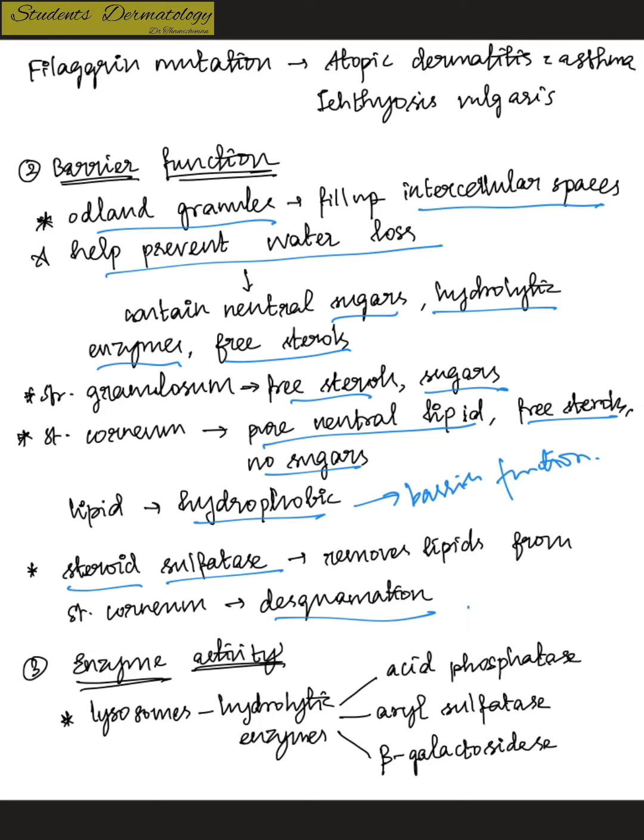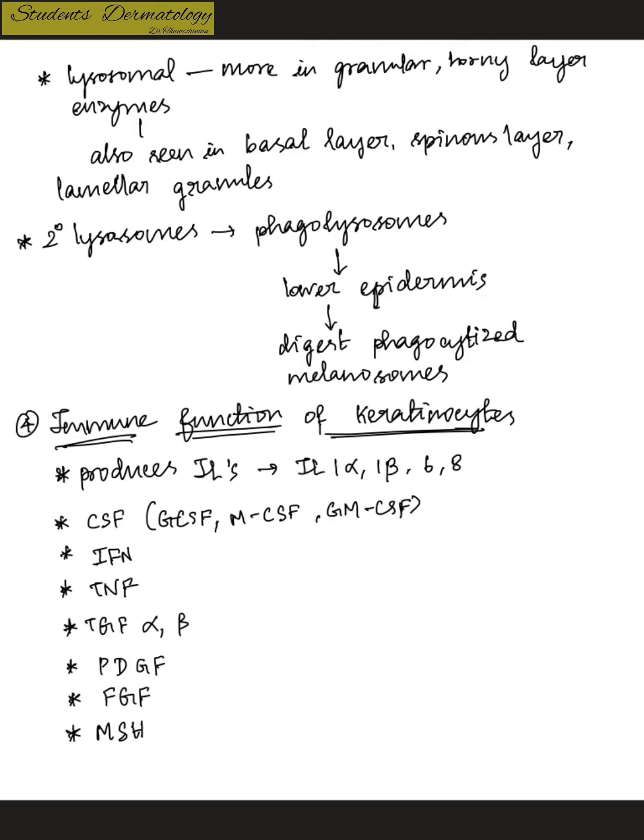Already mentioned is that lysosomes contain hydrolytic enzymes like aryl sulfatase, acid phosphatase and beta galactosidase. These lysosomal enzymes are more in the granular and horny layer, that is, the stratum corneum is otherwise called the horny layer. But they are also seen in basal, spinous and lamellar granules. Secondary lysosomes, otherwise called phagolysosomes, are present in the lower epidermis and digest the phagocytosed melanosomes.